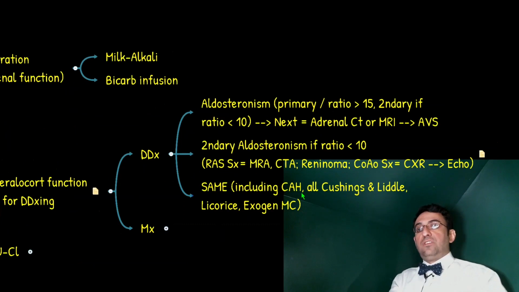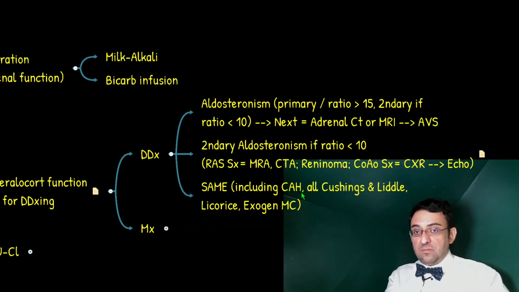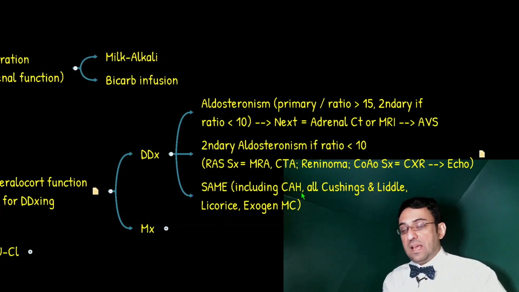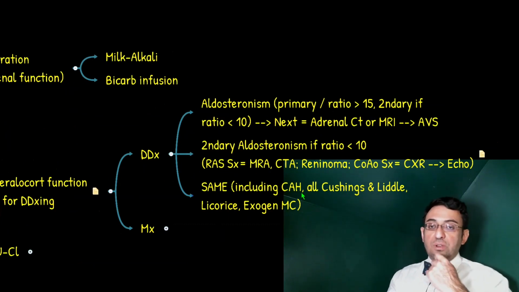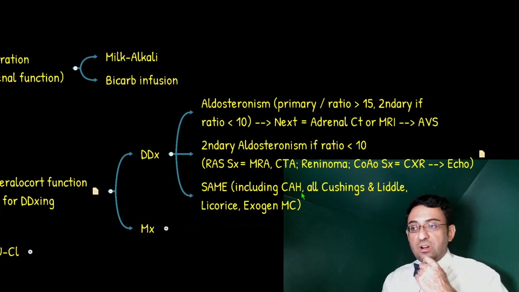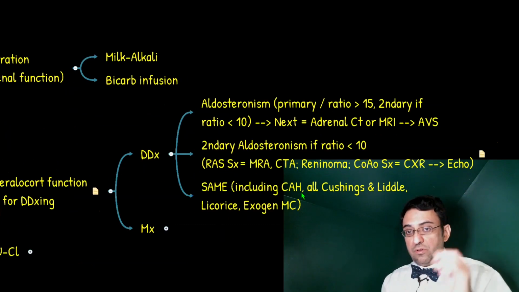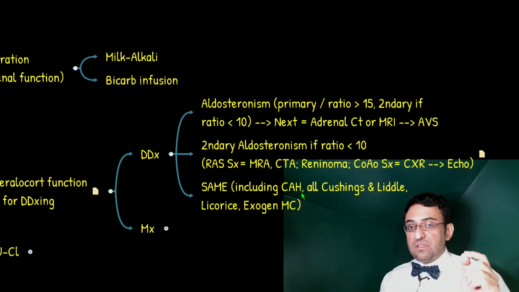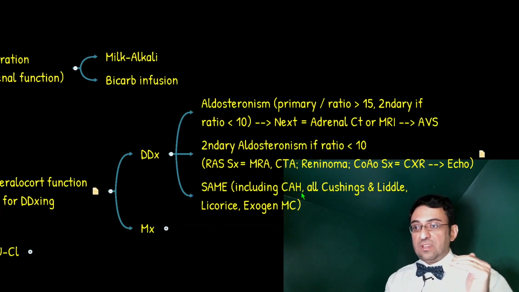Okay, we discussed Cushing and exogenous mineralocorticoid and Liddle, but a very important category of syndrome of apparent mineralocorticoid excess is some types of congenital adrenal hyperplasia. You should be able to answer this question. What types of CAH are associated with apparent mineralocorticoid function? Those are the types of CAH that result in buildup of a substance that has mineralocorticoid function.